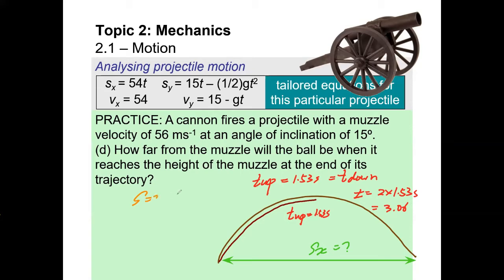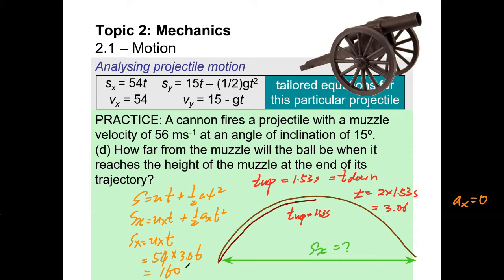s equals ut plus 1 over 2 at squared. Let's write it down. X component. Sx equals uxt plus 1 over 2 axt squared. Acceleration in x component equals 0. So Sx equals uxt. And initial velocity in x component is 54. Time taken is 3.06, and that gives 160 meters. So the range Sx equals 160 meters.